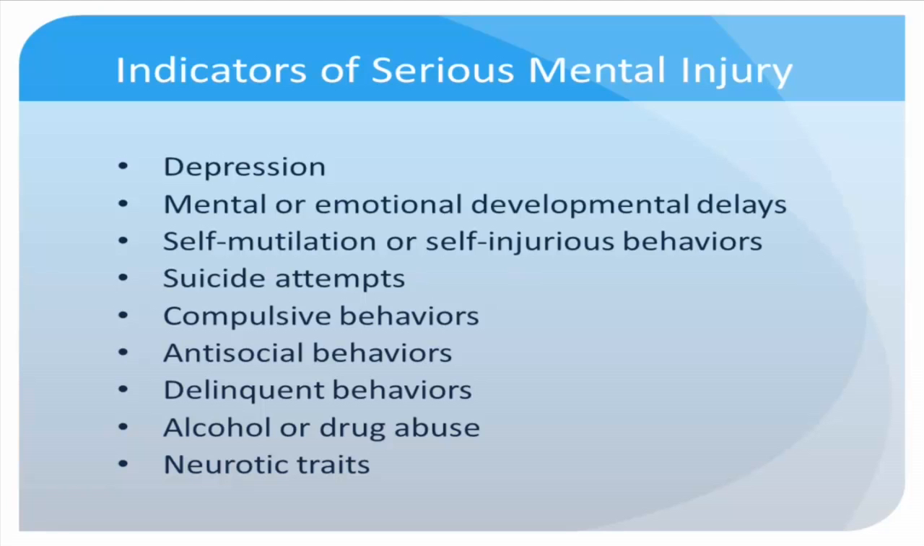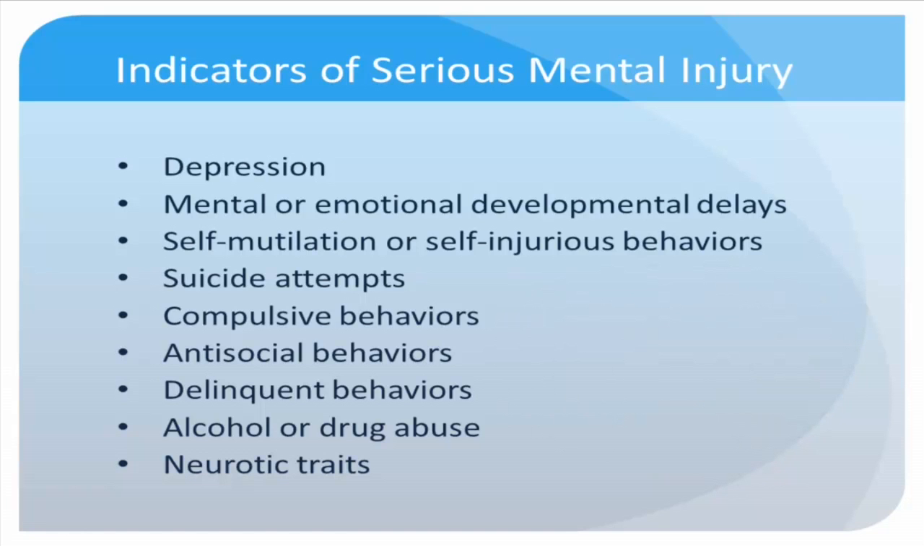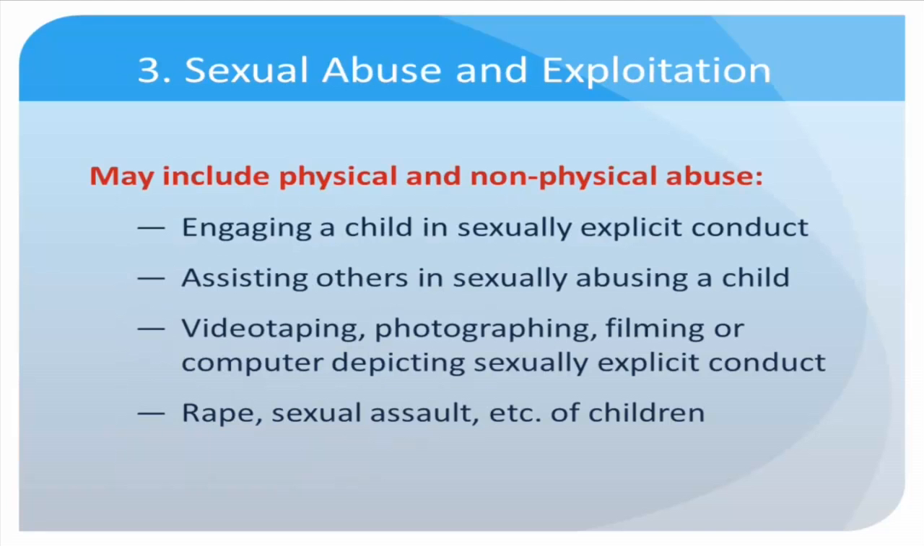Although a report regarding suspected abuse in this situation may be unfounded as child abuse, the case may be referred to the county agency for support and services. Again, serious mental injury is difficult to prove as it requires a diagnosis that is due to acts or omissions of their caretakers. Sexual abuse and exploitation may include physical and non-physical abuse.